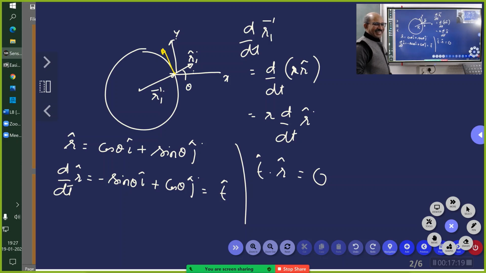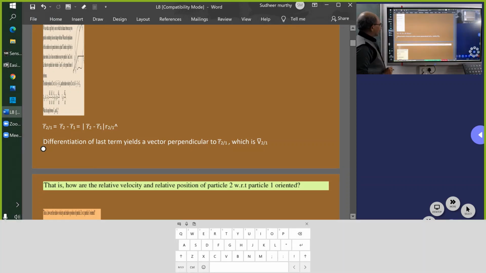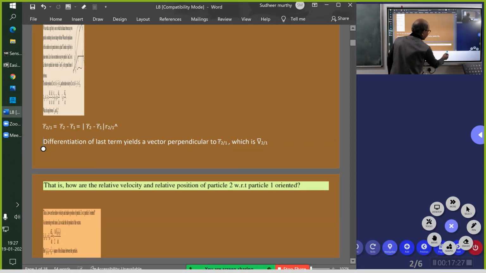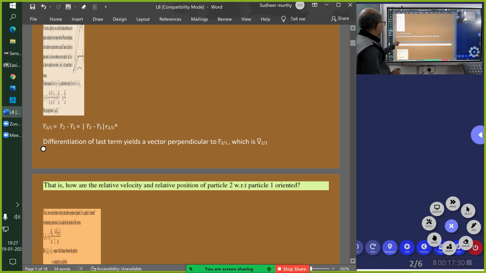Do you remember that? Therefore, you see here, r2 cap. If you differentiate this, you will get a vector V21, velocity of 2 with respect to 1, because you are differentiating R21 bar. So you will get velocity vector V21, velocity of 2 with respect to 1, and the direction of that will be perpendicular to R1, R2.